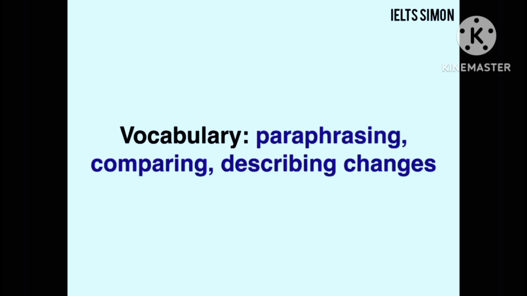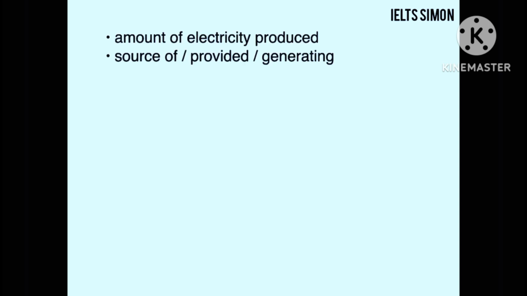To finish this lesson, let's look at the good vocabulary that I've used in that report. We'll look at the examples of paraphrasing and comparing language and describing changes that I used. We'll start with paraphrasing of electricity production that came from the question. Instead of electricity production, I wrote amount of electricity produced, source of electricity, provided electricity, generating electricity. I also used the word power instead of electricity all the time. Also, means of electricity generation.